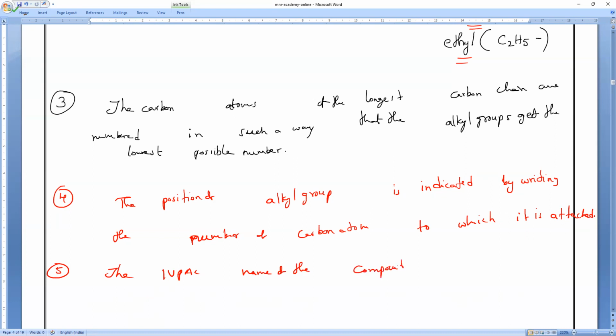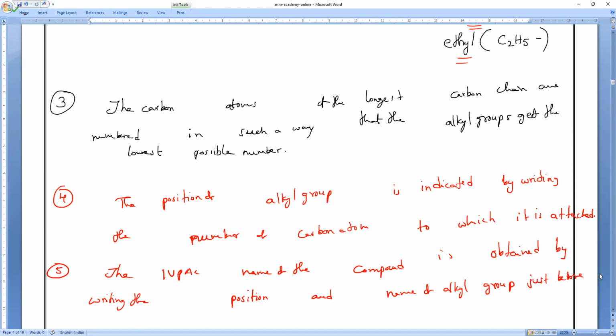The IUPAC name of the compound is obtained by writing the position and name of the alkyl group just before the name of the parent hydrocarbon.